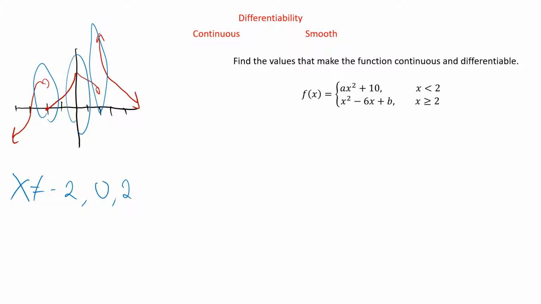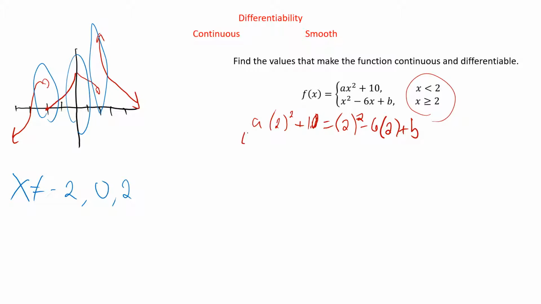So this is going to be very similar to what we did with continuity. In fact, it starts out the same because we have to make it continuous. We're going to plug that number in for the x values. So we're going to have ax squared plus 10. So that'll be a times 2 squared plus 10 has to equal 2 squared minus 6 times 2 plus b. We could simplify this a little bit.